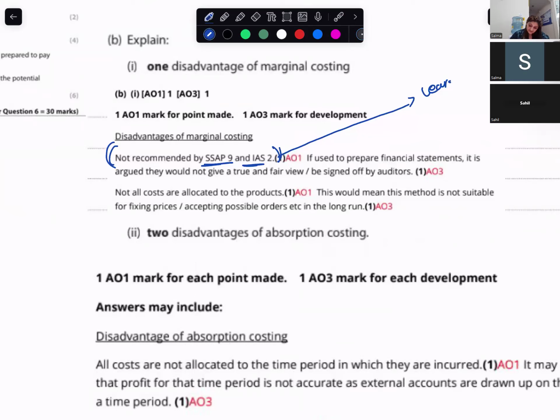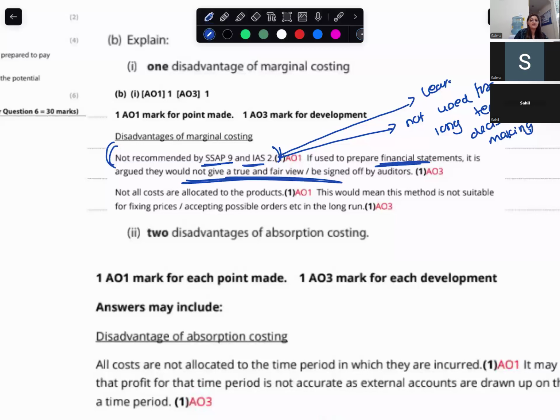It is not used for long-term decision making. And if I value my inventory using marginal costing, then my financial statements will not give me a true and fair view.